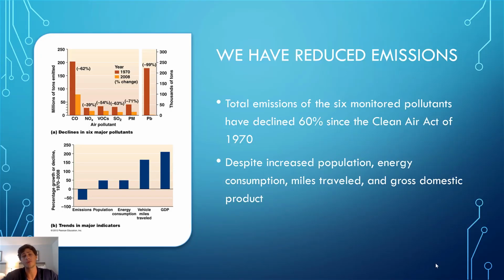And this is again a good news story. We have reduced emissions substantially in all 6 major criteria air pollutants, particularly in lead. So total emissions from the 6 pollutants have declined about 60% since the Clean Air Act was implemented in 1970. And this is despite increases in population, energy consumption, miles traveled, and every other metric, which means that we are burning more and more fossil fuel.